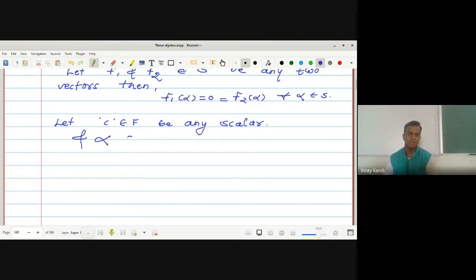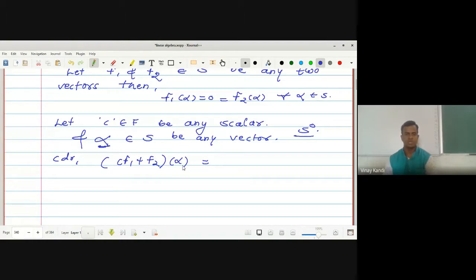And alpha belongs to capital S be any vector. Okay, now consider CF1 plus F2. हा अल्फा कशासाठी घेतलाय? हा ऑपरेट करायचा आपल्याला ऑन अल्फा. Okay. Consider CF1 plus F2. If suppose this value is 0, then CF1 plus F2 belongs to the annihilator of S.